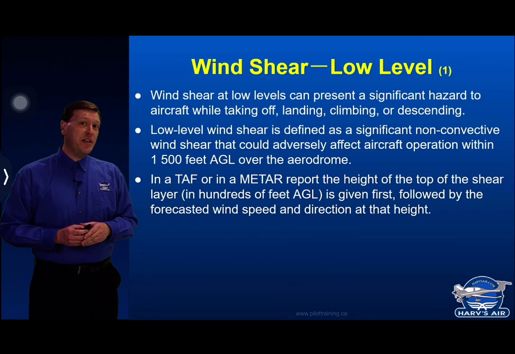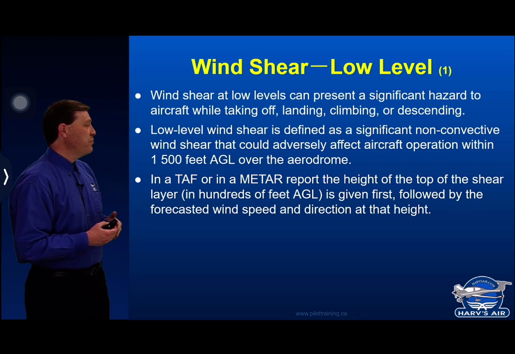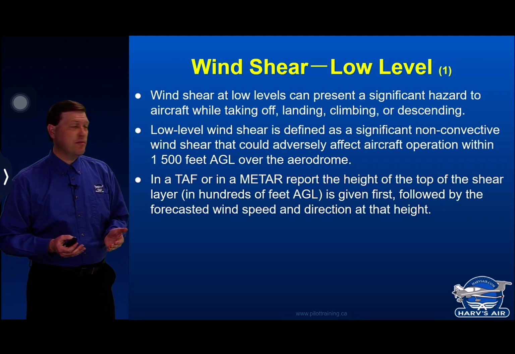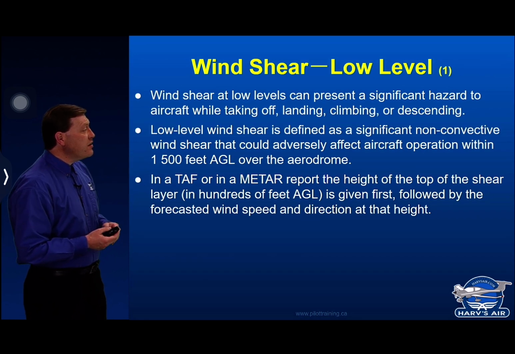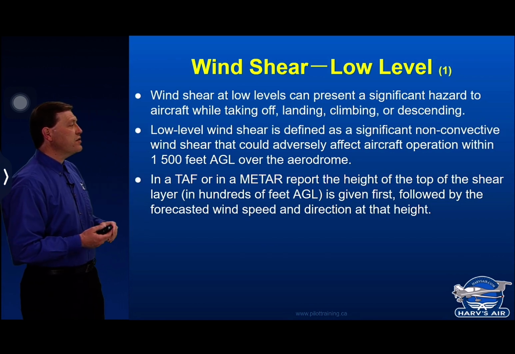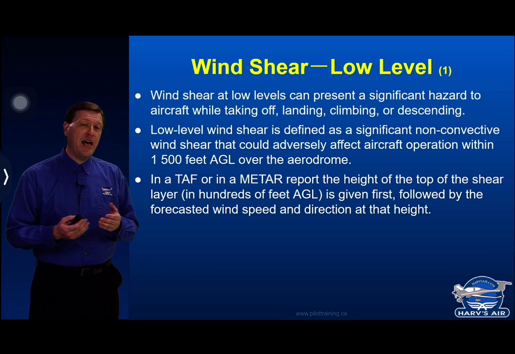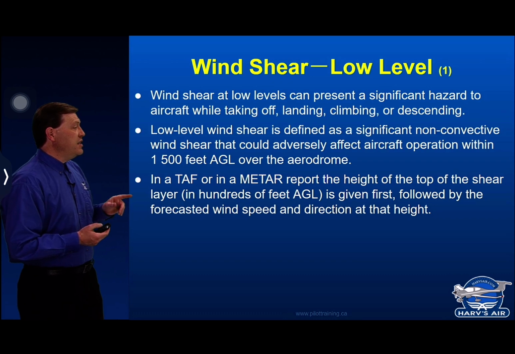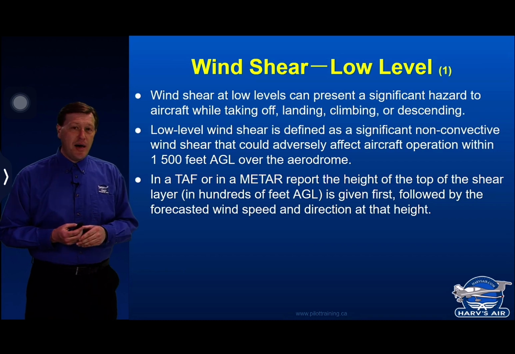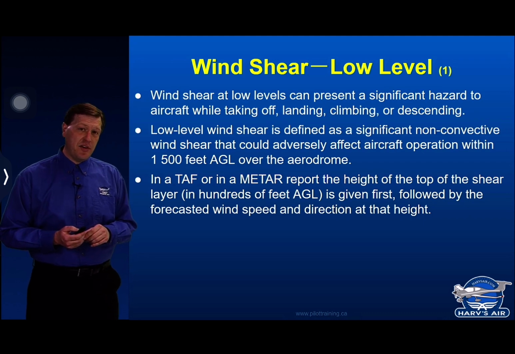Now, when it comes to wind shear, we have many items that can create wind shear at low levels. Wind shear for an airplane at a low altitude spells trouble. Low-level wind shear is technically defined as a significant non-convective wind shear that could adversely affect aircraft operation within 1,500 feet above ground level at an aerodrome. In a TAF or a METAR, wind shear will be reported with the top given first, followed by the forecasted wind speed and direction at that height.